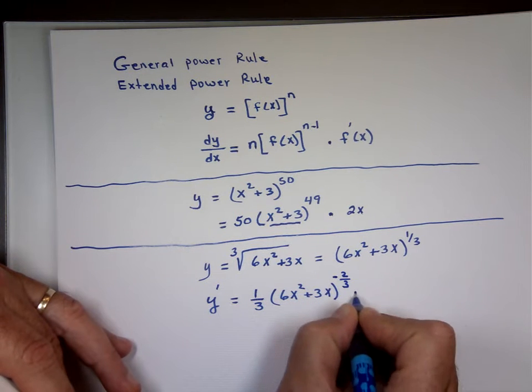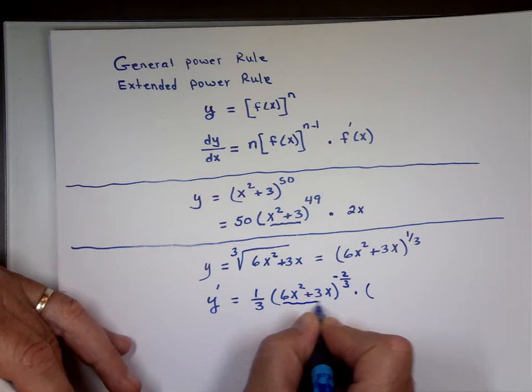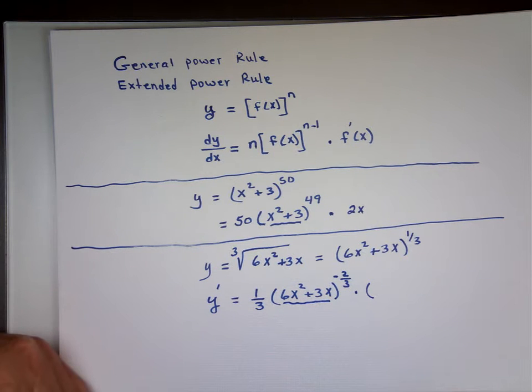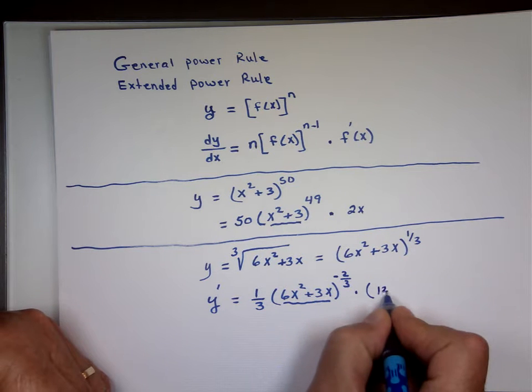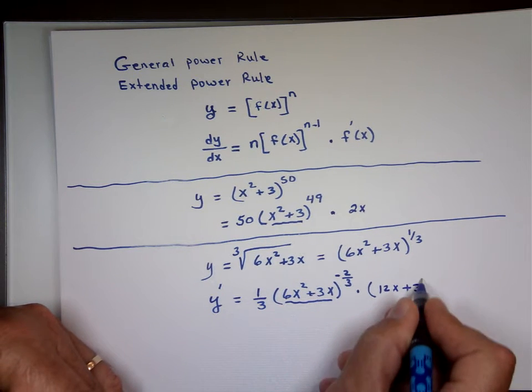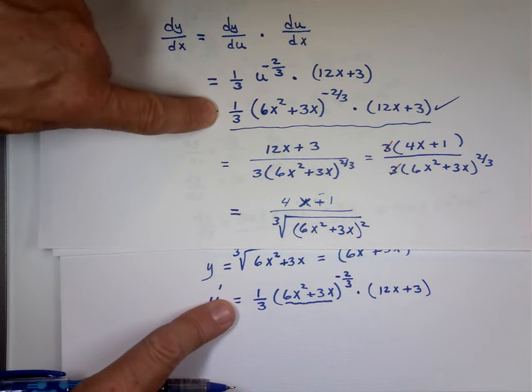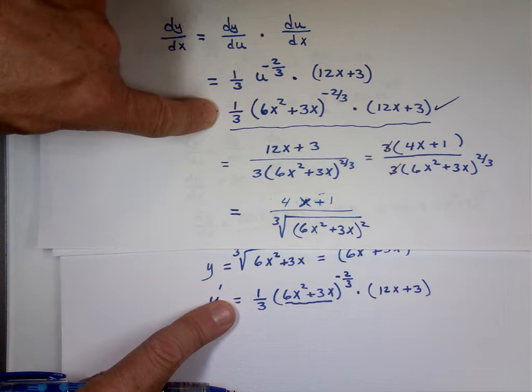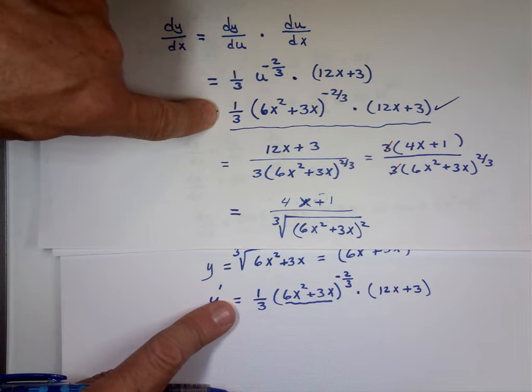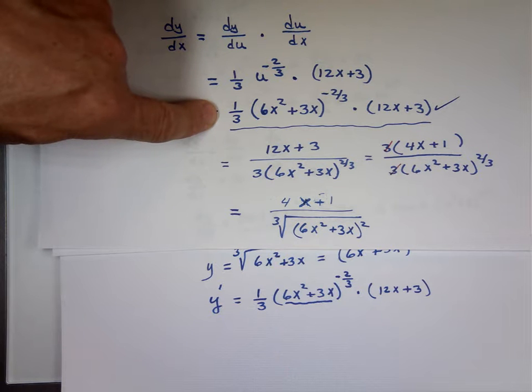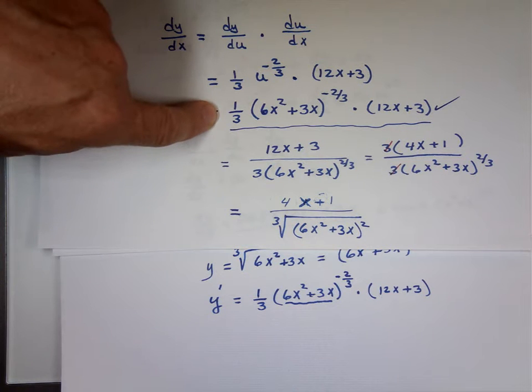Times the derivative, what's on the inside. What's the derivative of this? 12x plus 3. Was that the answer we came up with here? Can you see it? Look at that. In one line. So that's more popular than using the chain rule. But we use the chain rule to derive them, you know?